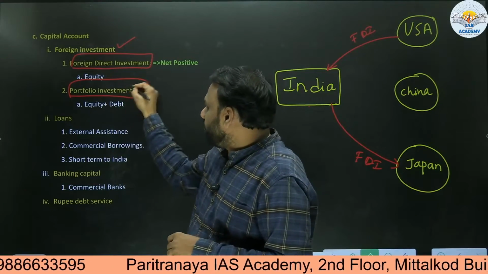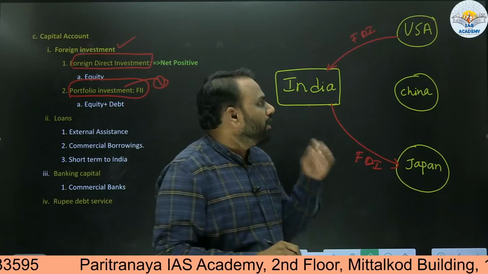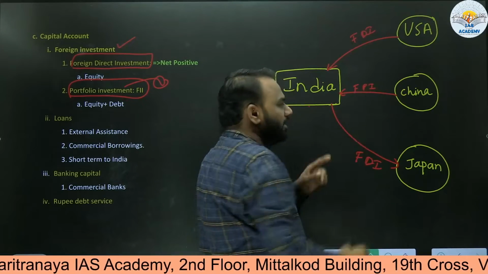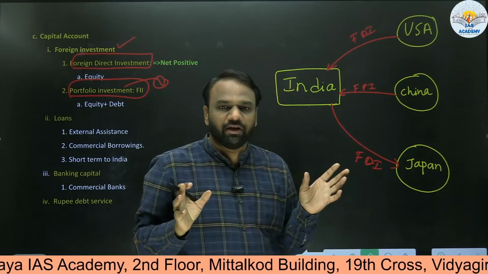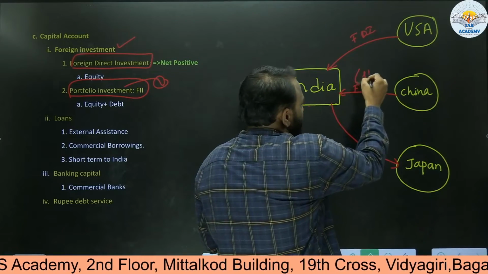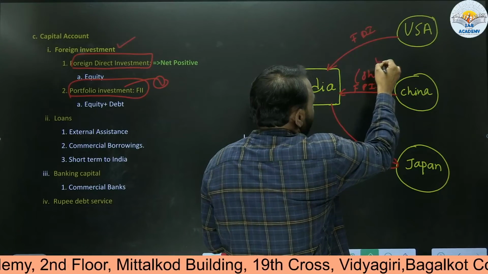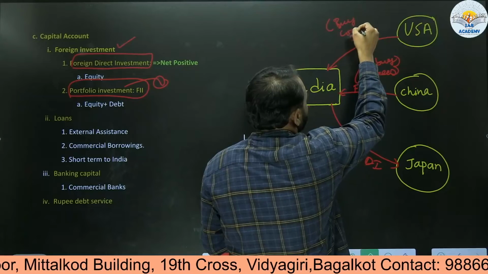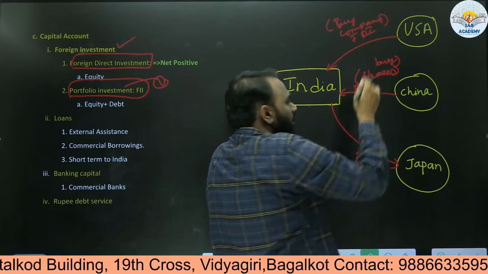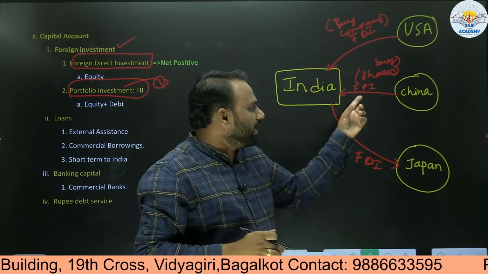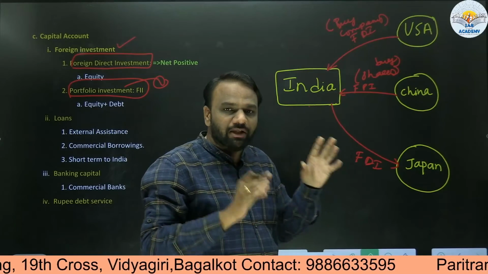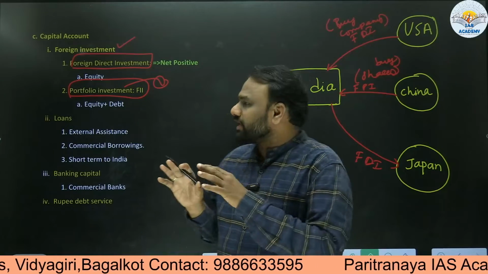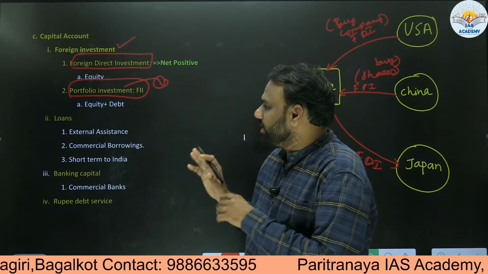Now this is about FDI. Next, portfolio investment. In portfolio investment, a person from China will come and will not purchase the company, but rather will purchase shares. He will buy shares. In FDI, they will buy the company, but in foreign portfolio investment, they will not buy the company, but purchase a few shares. At a superficial level, this understanding would be sufficient.